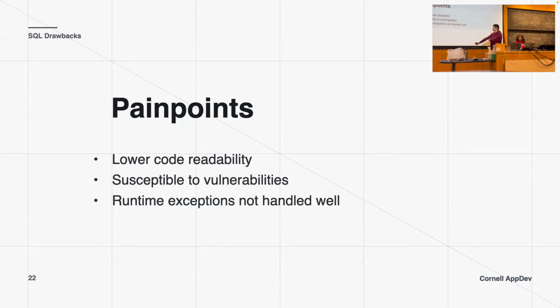The second thing, this isn't always true for a lot of modern SQL libraries, but it used to be true: SQL can be susceptible to vulnerabilities, and I'll tell you in a sec what that means. And also SQL runtime exceptions are not handled well, meaning if your SQL query fails, then SQL has its own version of erroring out, and Python isn't very good at handling that.